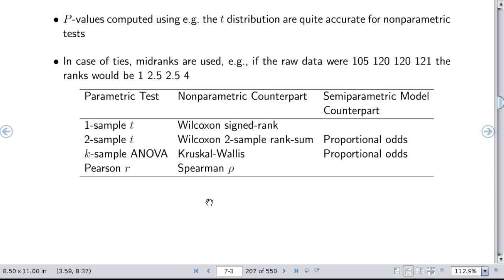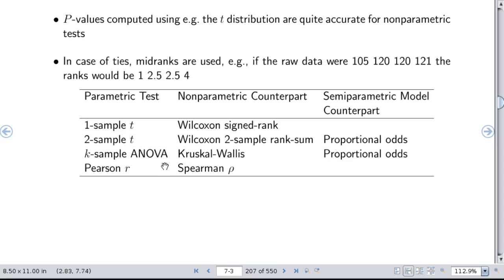There's a summary here just giving you an overview of the different kinds of tests that are commonly encountered, and what the nonparametric counterpart and the modeling counterpart are. So for a one-sample t-test, that corresponds to a Wilcoxon signed-rank test, and we don't really have a semi-parametric model counterpart to that, not one that I know of anyway. For a two-sample t-test, the nonparametric analog is the Wilcoxon two-sample rank sum test, and that can be obtained using the proportional odds model. So the proportional odds model is a generalization of the Wilcoxon test, and we'll cover that later.